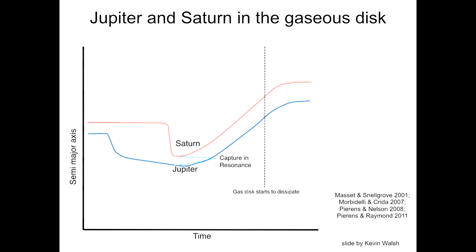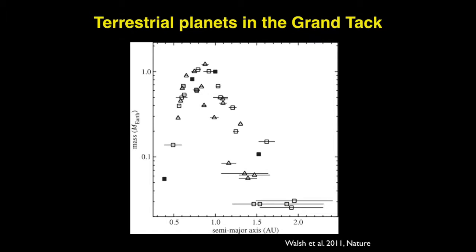And if you look at the terrestrial planets that you can produce in the Grand Tack scenario, that's how they look. So you have here again masses, same mass axis. The squares are the real terrestrial planets, and the triangles are the simulated ones from the Grand Tack simulation. So we can see that there's no small Mars problem here. Typically the bodies that form around 1.5 AU have the same mass as Mars.